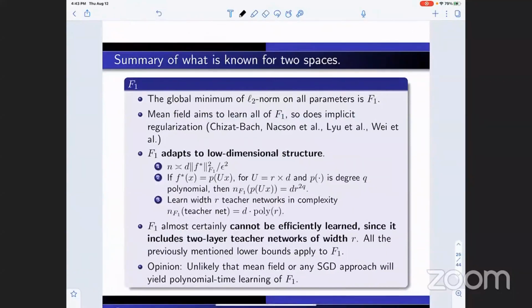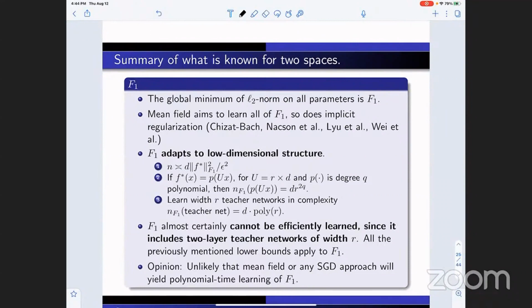So if you use weight decay on a two-layer network, in fact, the global minimum of the loss plus weight decay is given by the minimum F1 norm solution. Mean field approaches naturally lie around F1, and a lot of the work on implicit regularization by myself, Chizat and Bach, Kaifeng Lyu, Colin Wei, all of this is looking at F1 and its statistical properties. So why do we like F1?